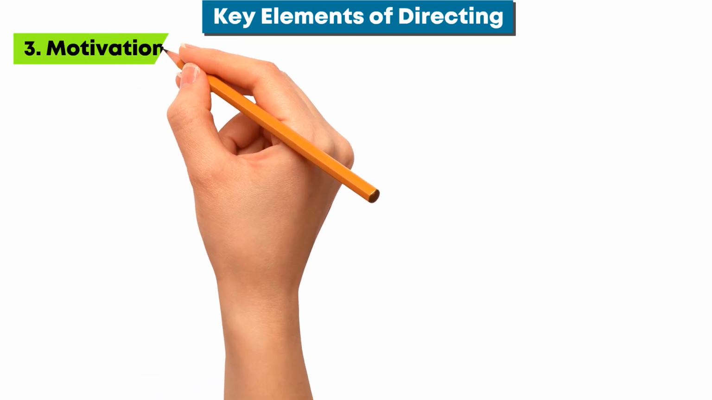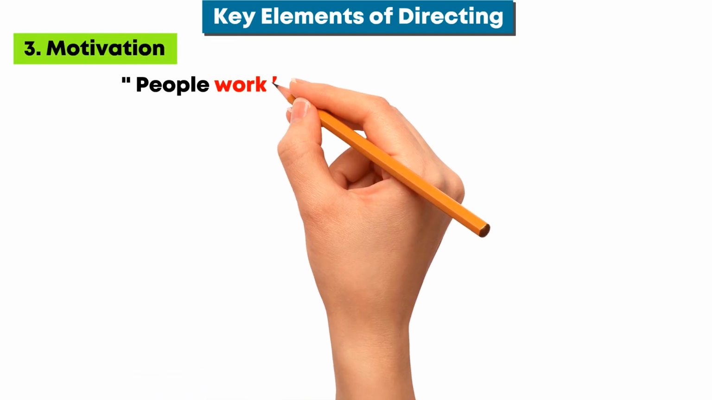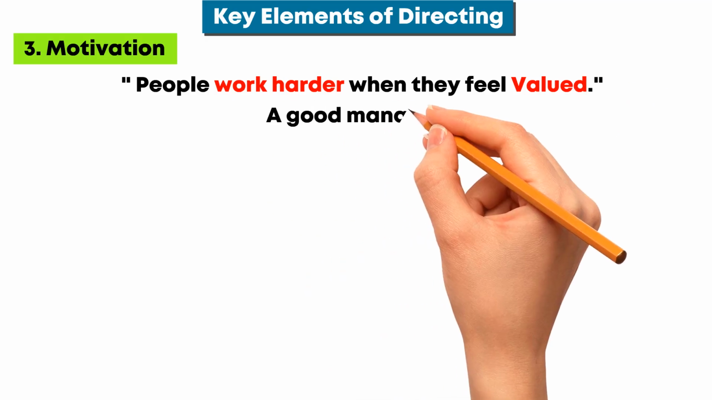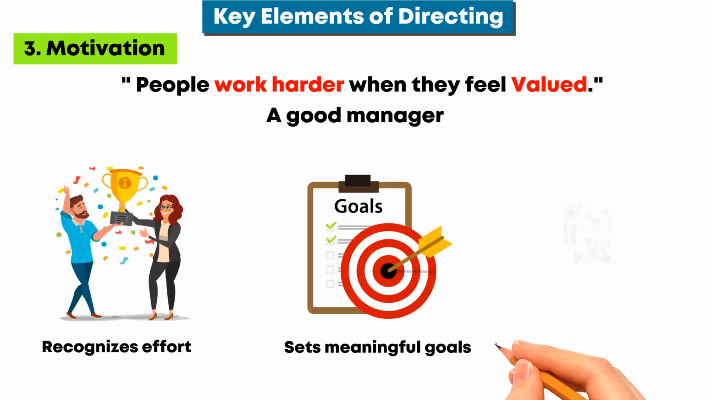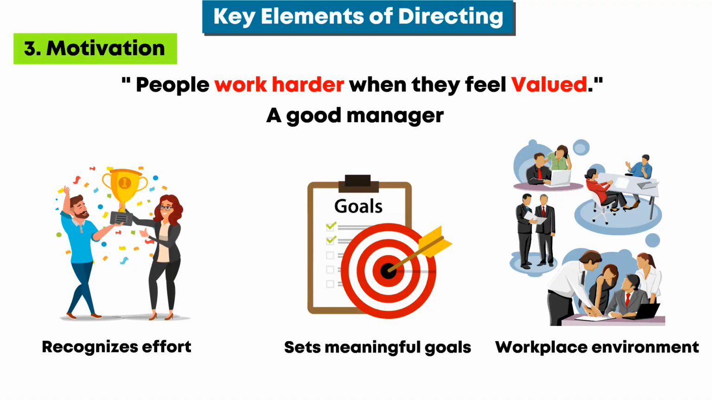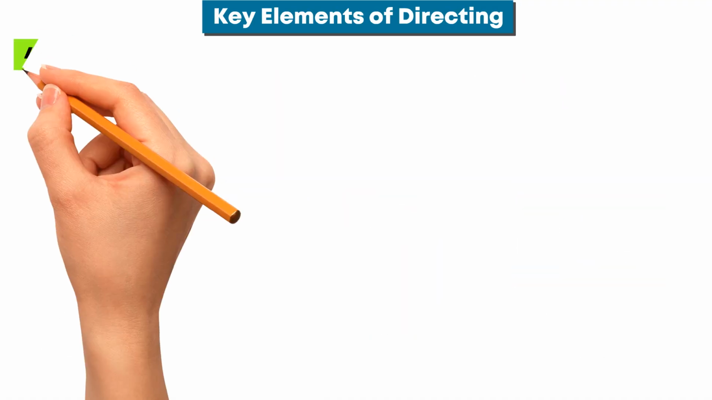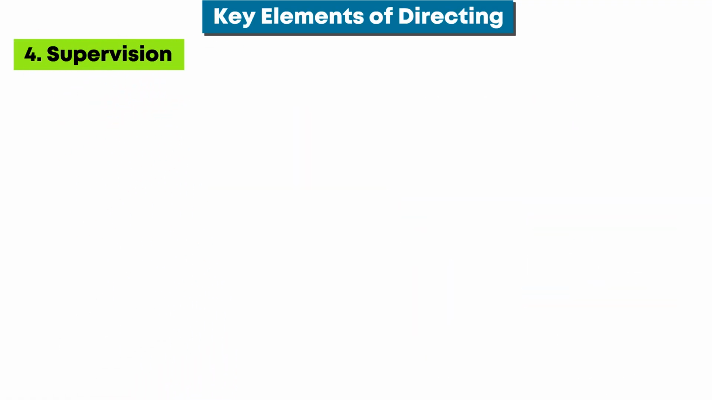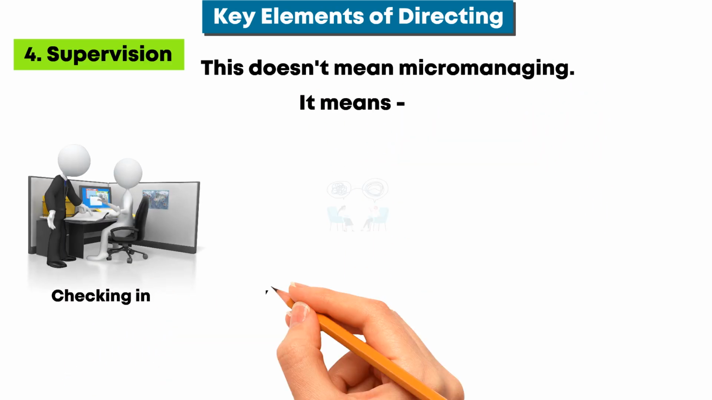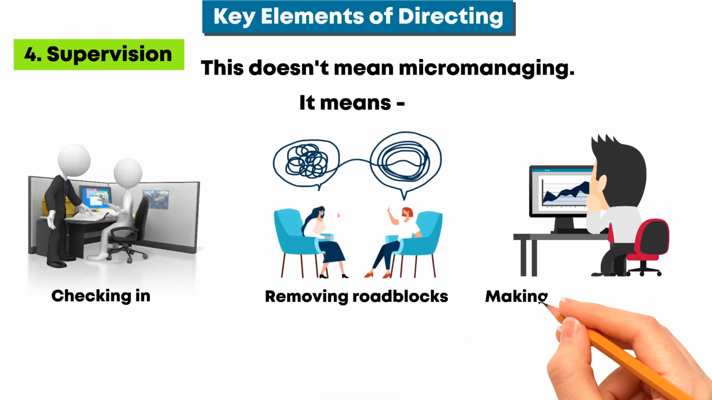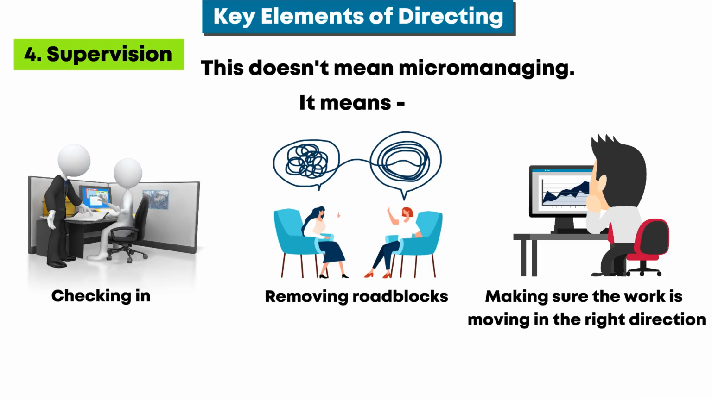3. Motivation. People work harder when they feel valued. A good manager recognizes effort, sets meaningful goals, and creates a workplace where people want to show up. 4. Supervision. This doesn't mean micromanaging. It means checking in, removing roadblocks, and making sure the work is moving in the right direction.